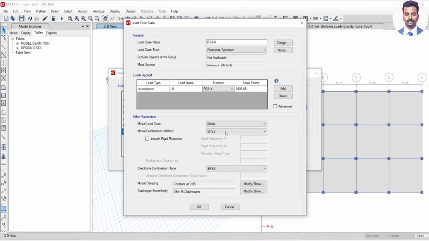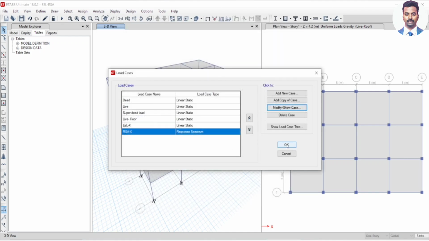Accurately, it is being given as the scale factor. And the modal cases will be considered. Modal combination will be the square root of the sum of the squares. This method we have done in theoretical analysis, hence we are doing the same. For directional combination, we are only considering one direction. Modal damping is for 0.05 ratio of damping, that is 5% damping we are considering. There is no eccentricity for the diaphragm, hence we can press OK.